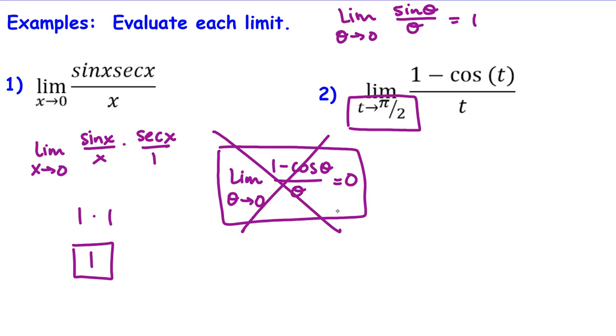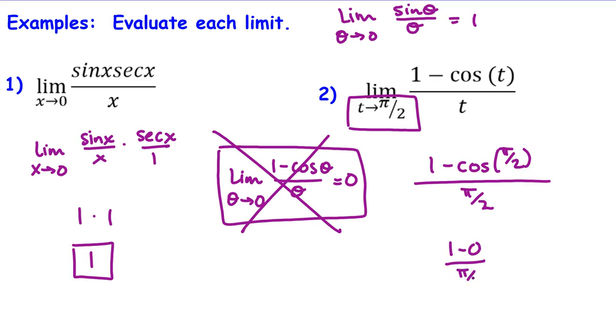Instead, what do we do? We try direct substitution. Let's see what happens if we substitute pi over 2 in for t. 1 minus cosine of pi over 2, divided by pi over 2. We're not going to have an indeterminate form. It's not going to be 0 over 0 because the denominator is not 0. Cosine of pi over 2 is the cosine of 90, and that is 0. So we have 1 minus 0 over pi over 2. We have 1 over pi over 2, and that's the same thing as 2 over pi. So there's our answer.